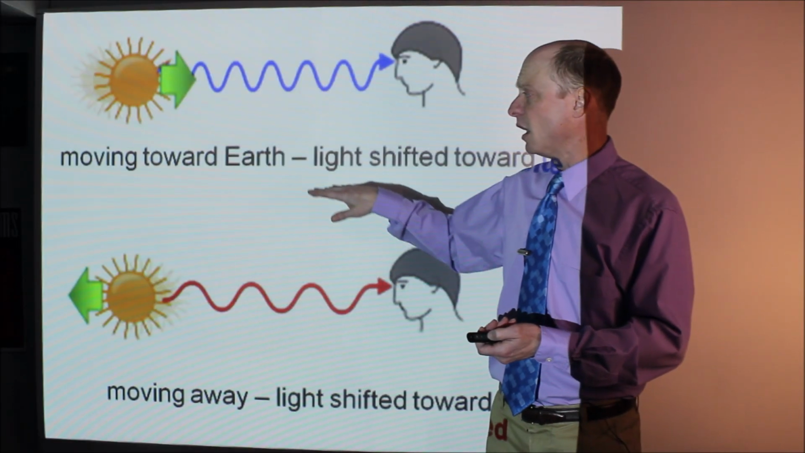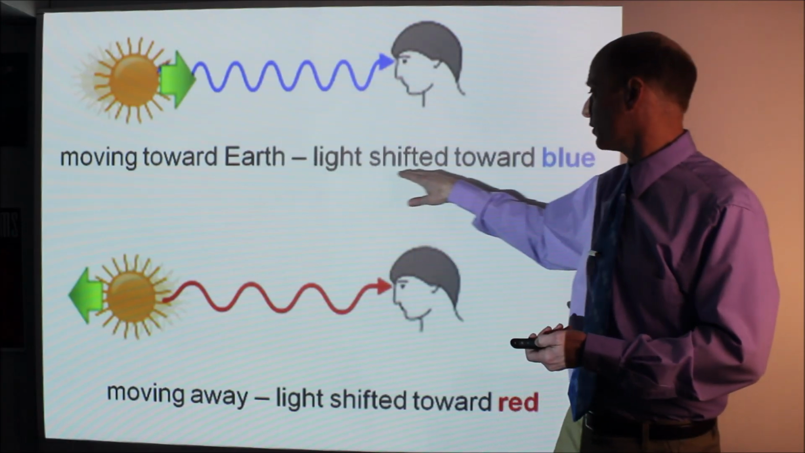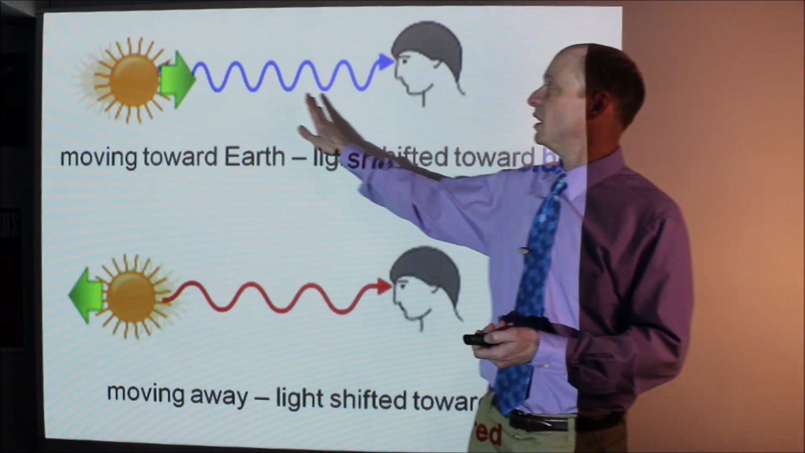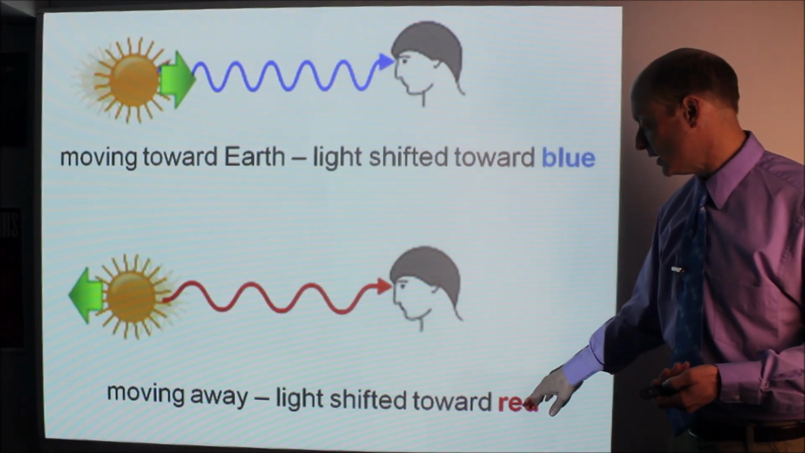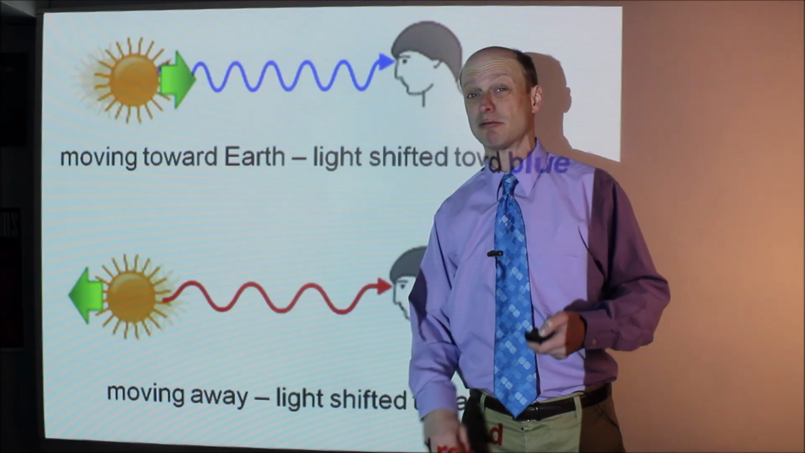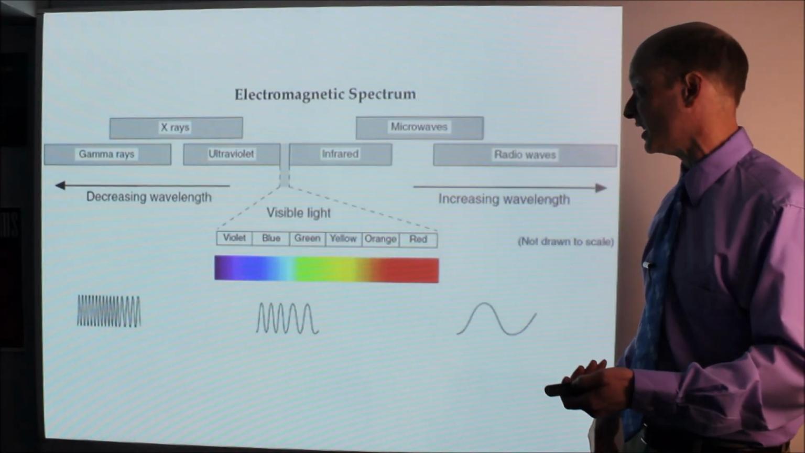But before that, if something's moving toward Earth, the light is shifted towards the blue because the wavelength will be compressed. If something's moving away, the light is shifted towards the red because it's stretched, because red is a longer wavelength, as we're going to see here.